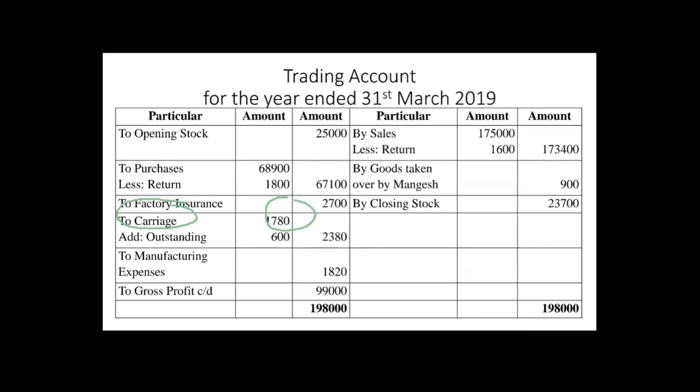The next is factory insurance. As the word says factory, anything related to the factory we record in trading. So factory insurance is there, that's why it is recorded on the debit side of the trading account, that is 2700, directly in the second column because there is no adjustment on this. Okay, इस पे कोई एडजस्टमेंट नहीं है, that's why we have recorded directly in the second column of the trading account.